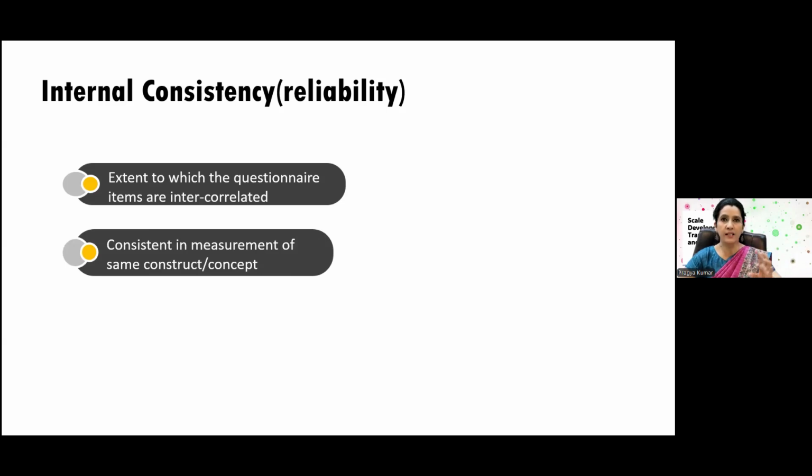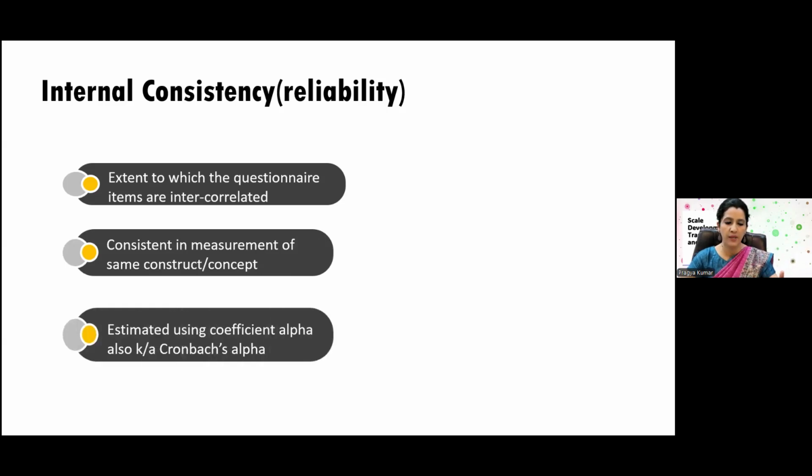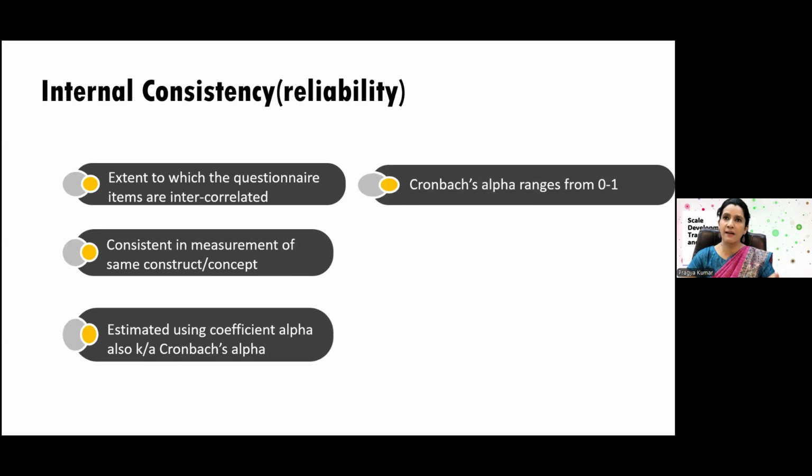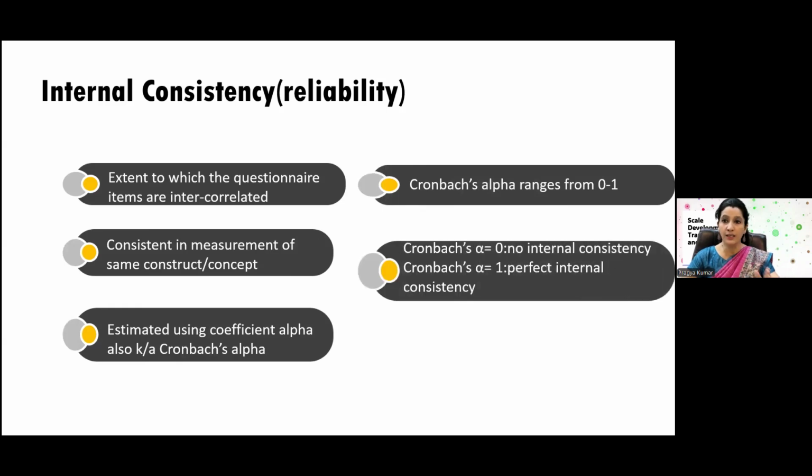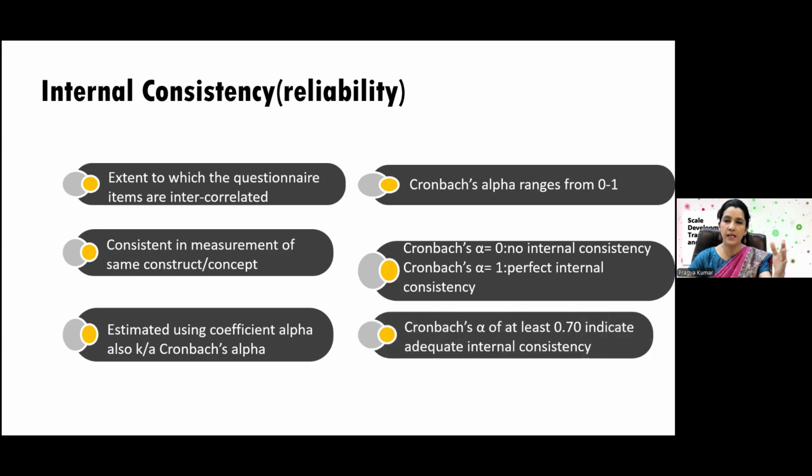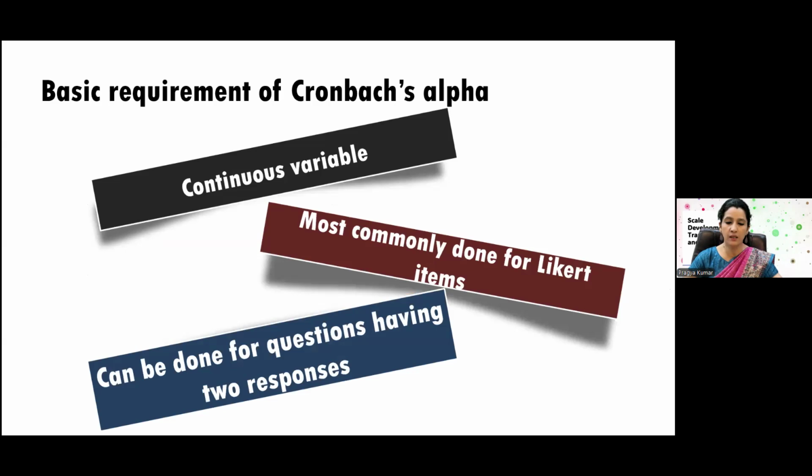So it is consistency in the measurement of the same construct or concept, and it is estimated using the coefficient alpha, which is also known as the Cronbach alpha. The value of Cronbach alpha ranges from 0 to 1, as we have seen that in the denominator it is the observed value plus error, which is more than the numerator. That's why the value will be 0 to 1. If the value of Cronbach alpha is 0, that means no internal consistency. If the value is 1, that means perfect internal consistency. And there should be at least 0.7 Cronbach alpha, which indicates that it has an adequate internal consistency.